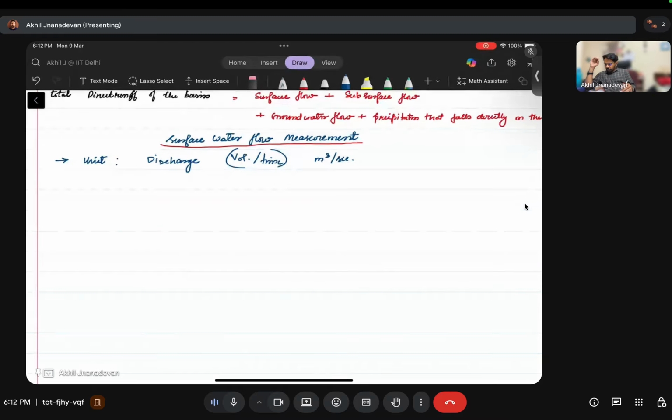But the problem is, if we try to directly measure the volume of water that is flowing through a cross section of the stream at a particular time, it is very difficult and time consuming, right?